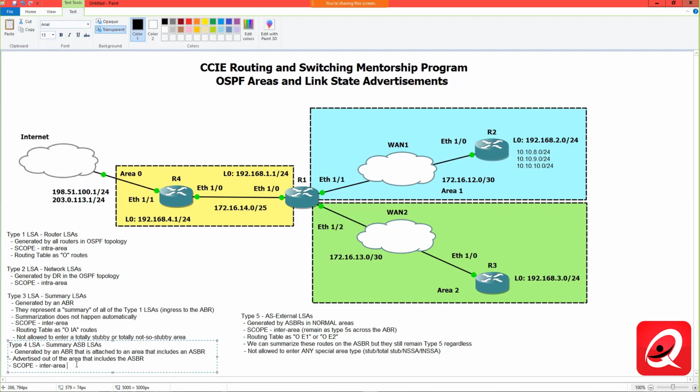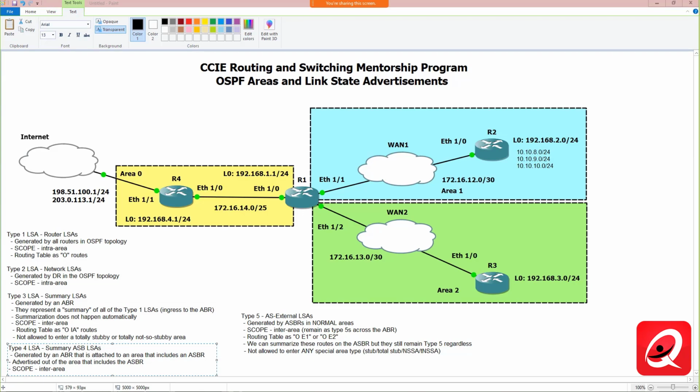Okay? These actually don't show up in the routing table as any particular type of route because they don't represent routes. They represent reachability information to the ASBR.